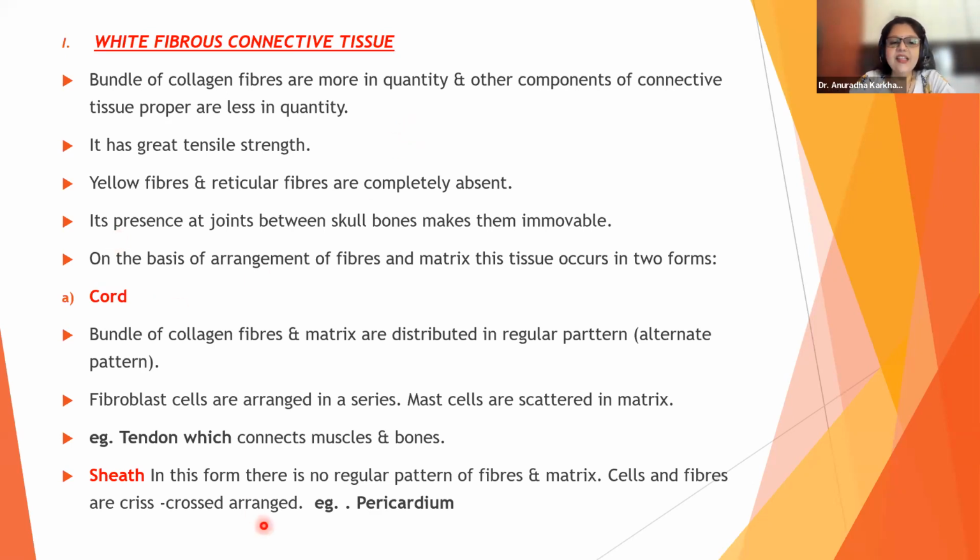Sheath. In this form, there is no regular pattern of fibers and matrix. Cells and fibers are crisscross arranged. Example, pericardium. Now, you can tell from the name. Pericardium means around the... where? Cardium. Heart. Yes.